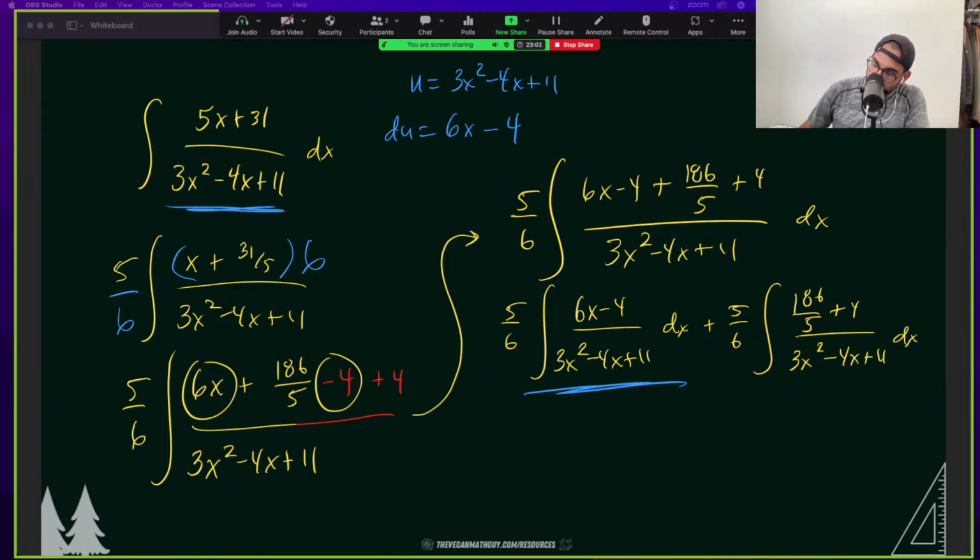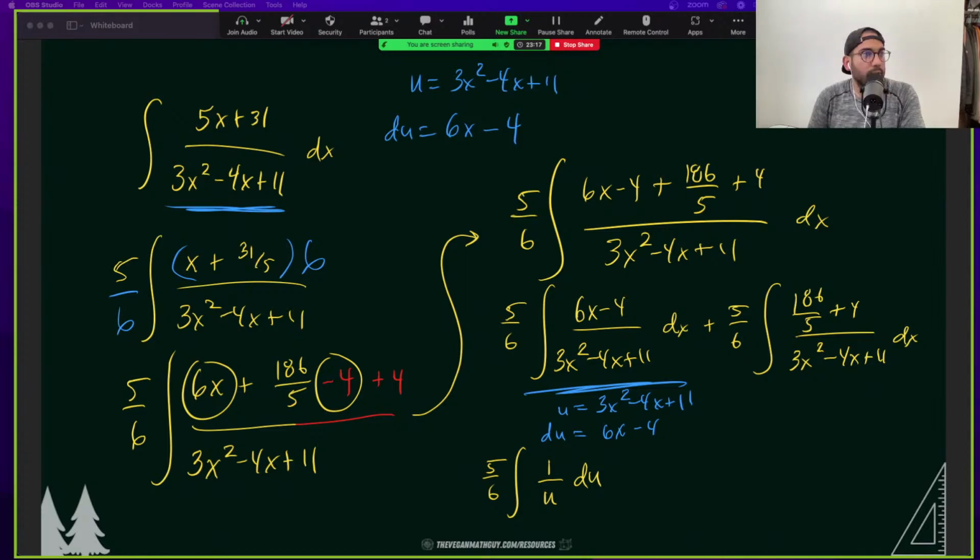So let's go ahead and do that now. Our u was 3x squared minus 4x plus 11, and our du was 6x minus 4. And now we can rewrite this as 5/6 integral of 1 over u du. If I went too fast on that one, let me know in the chat. But again, we're not studying for anything. We're just having some fun with these integrals. So this is just 5/6 integral of 1 over u du.